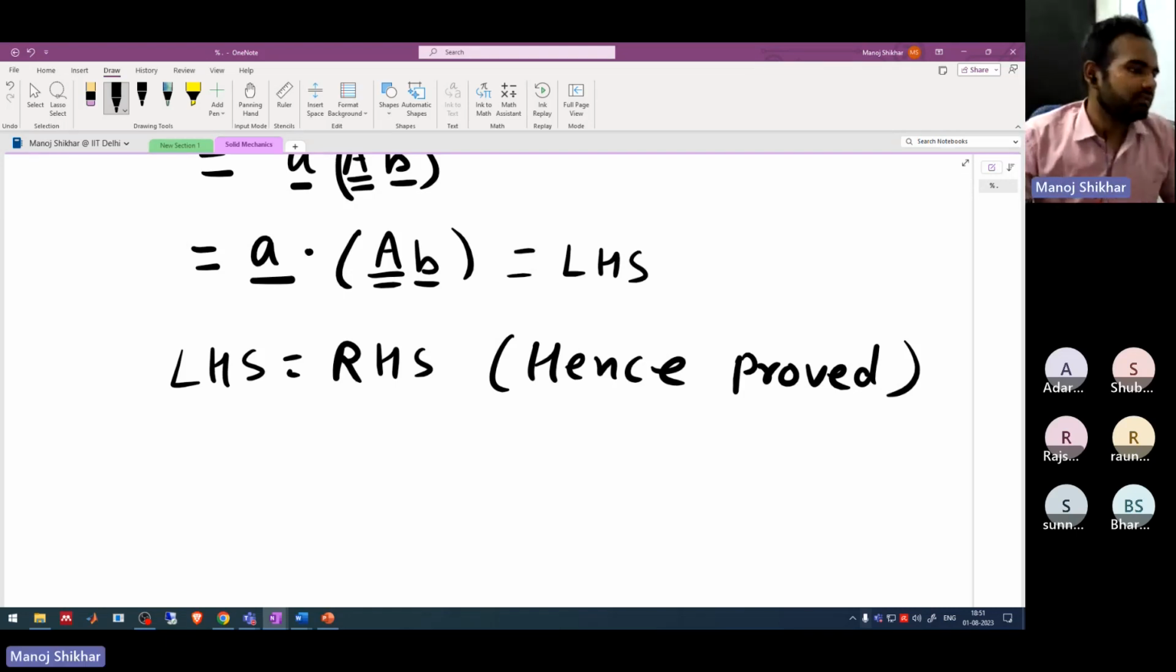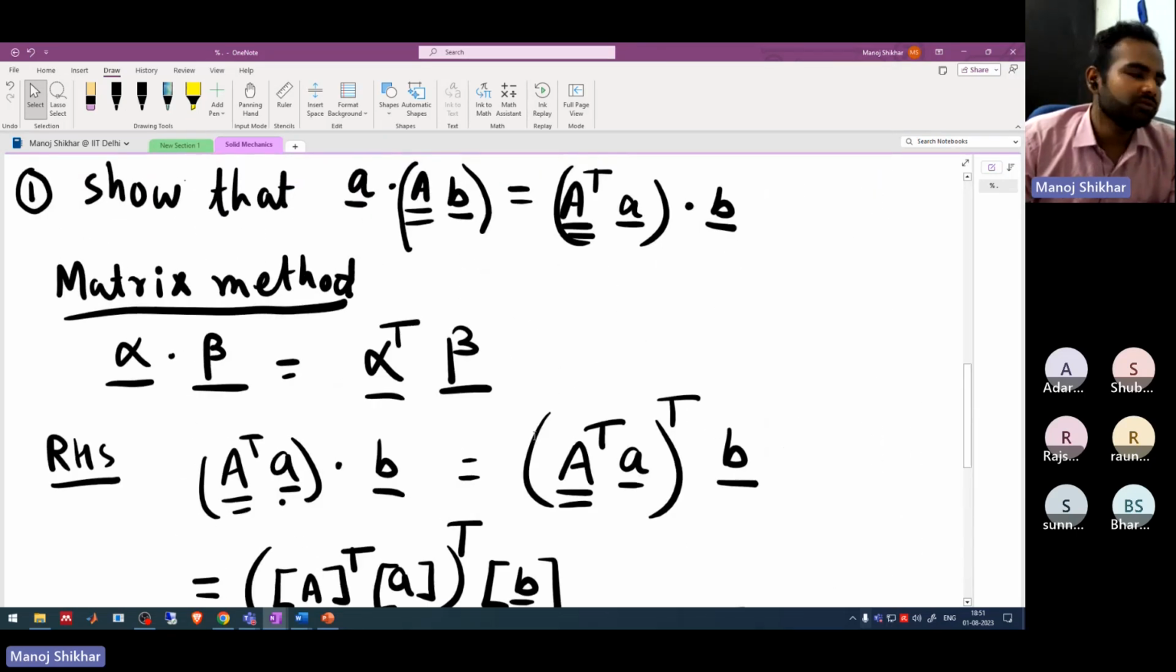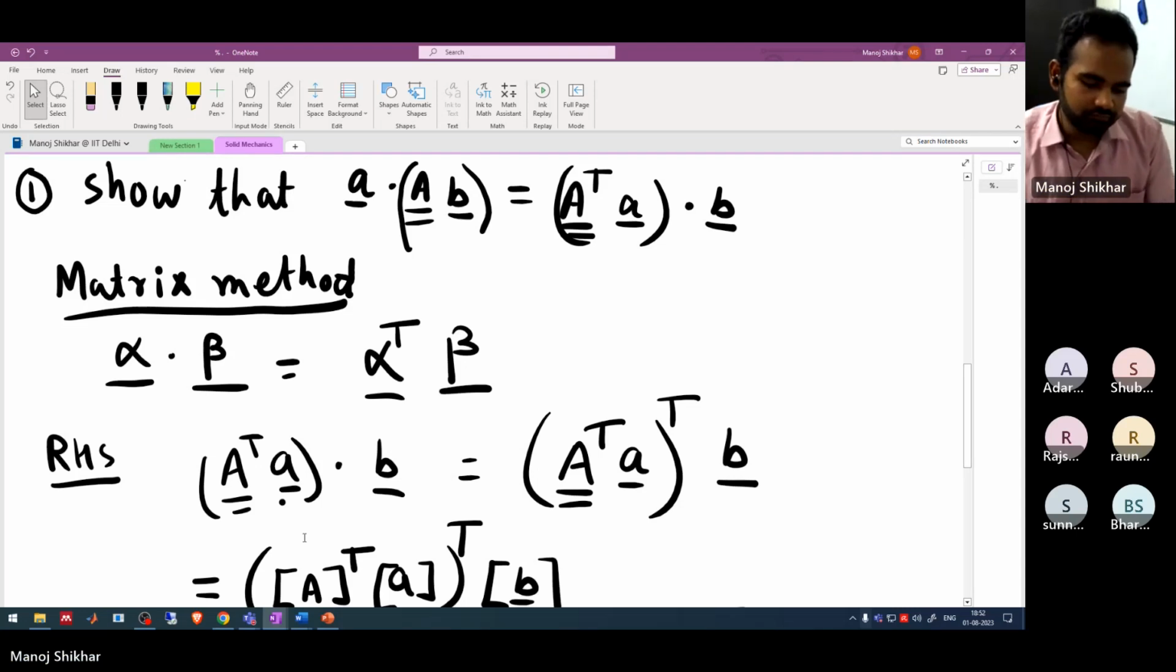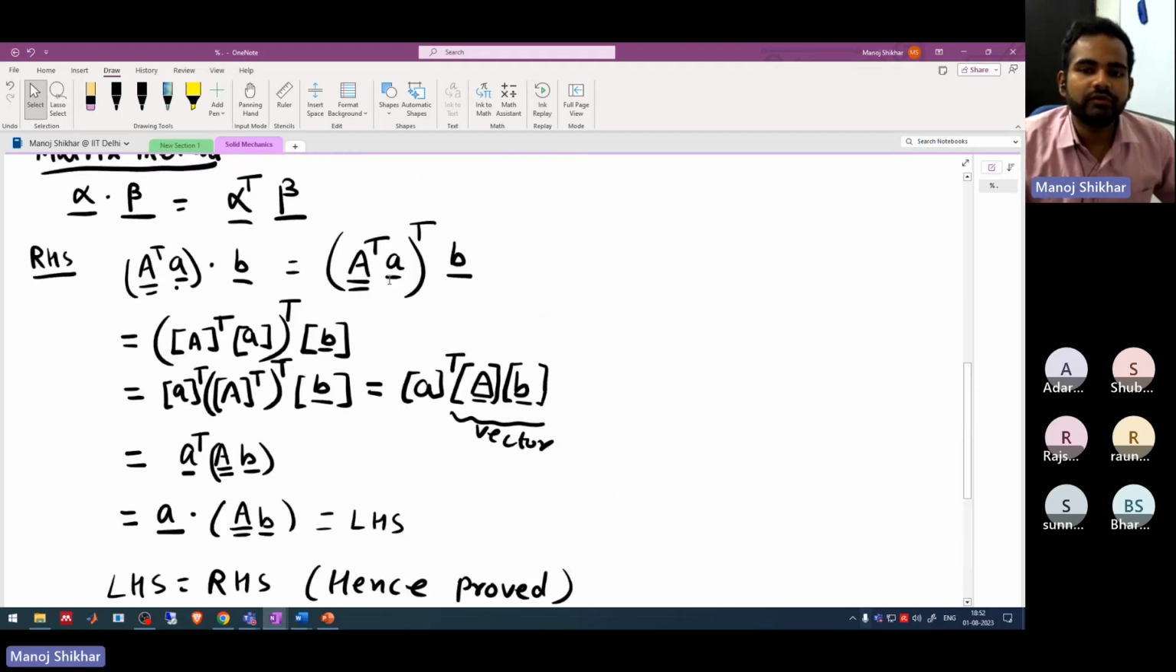Now this is one of the methods. Why did I show you using the matrix method? Because you already knew how to do matrix operations and how to work with matrices. Now I'll show you using the indicial notation method. Is everything clear till now? Was everybody able to follow this?